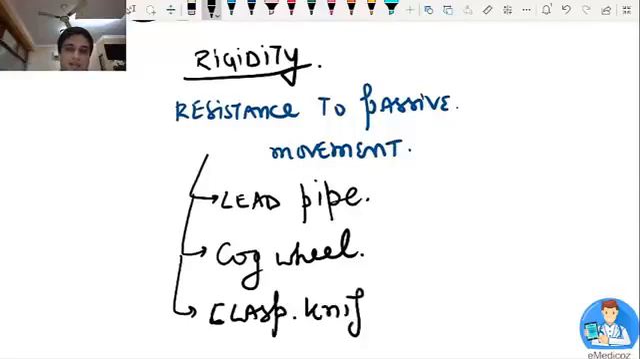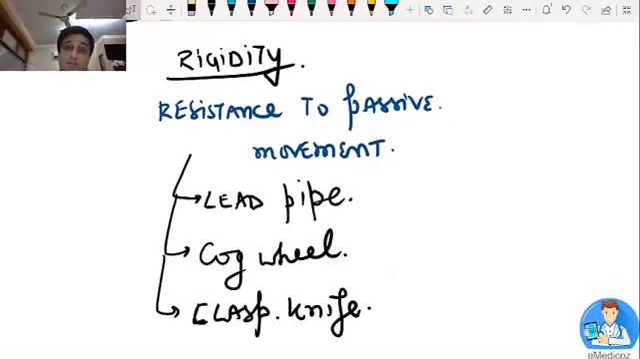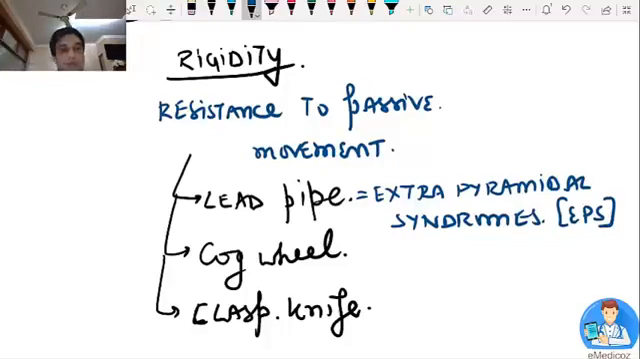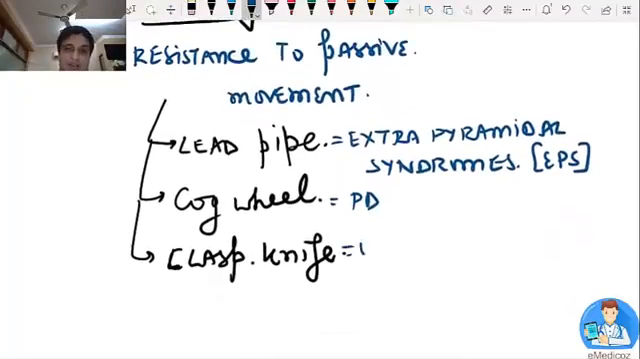Now if I look at the lead pipe rigidity, remember this, it is seen in extrapyramidal disorders or extrapyramidal syndromes. So most of the extrapyramidal syndromes that we come across have a lead pipe rigidity, abbreviated as EPS. While the other one is a cogwheel. Parkinson disease is a perfect example for cogwheel rigidity to be seen. And the last one is a clasp knife, which is seen in an upper motor neuron lesion, known as a UMN lesion. What is UMN? That stands for the upper motor neuron lesion.